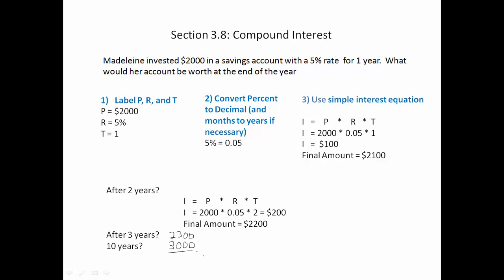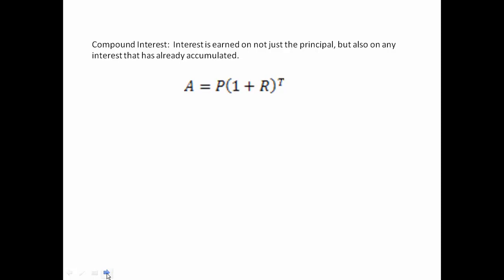That means that the next time you get interest, you'll get more than you normally would have. In general, compound interest is interest that's earned not just on the principal, but also on any interest that's already accumulated. We've got a formula for it.